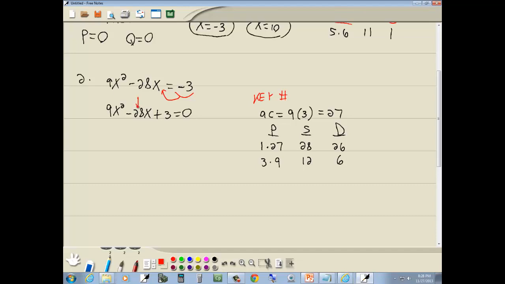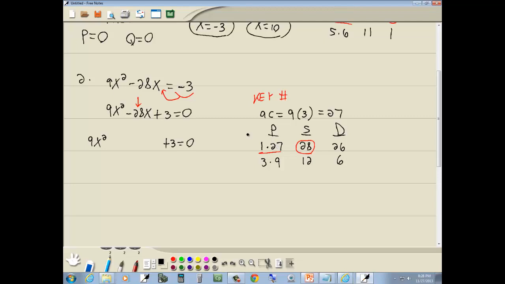Now, the number we're looking for is in our middle term, which is 28, which is right here, which means we use 1 and 27. Now, with the key number, we're going to rewrite our middle term using those two numbers. The larger number in the P column that we're using, 1 and 27, the larger one is 27.